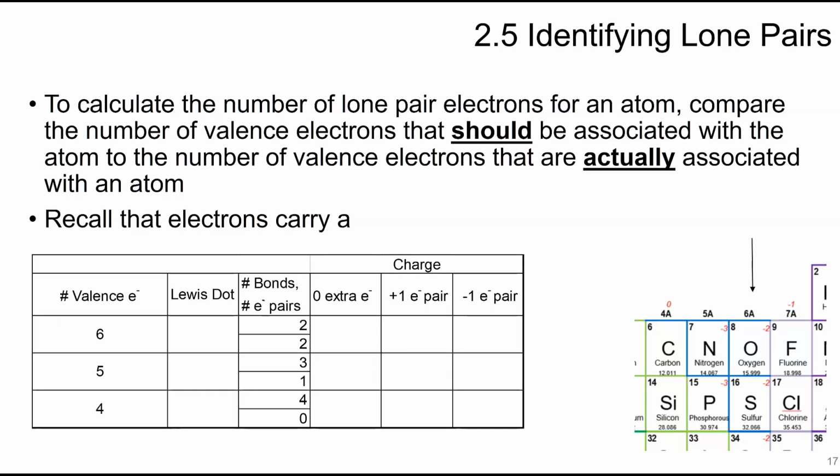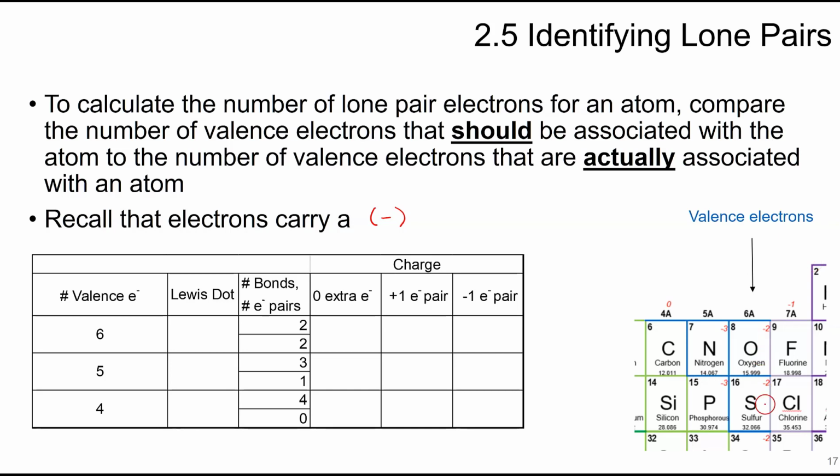To calculate the number of lone pair electrons for an atom, compare the number of valence electrons that should be associated with it and then how many that are actually there. So recall that electrons carry a negative charge. So if you have extra electrons, that should be negative. If you're short electrons, it should be positive.